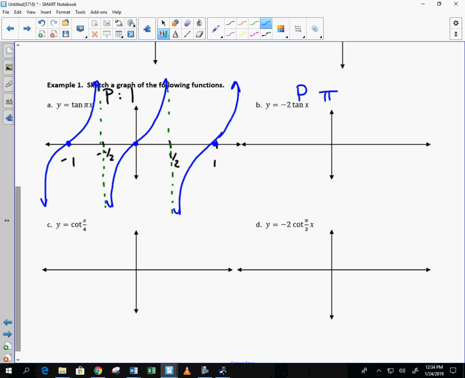Next one, period here. Pi is the period. I mark off pi and negative pi. Divide into pi over 2, negative pi over 2. Now what? The zeros? Vertical asymptotes halfway in between.